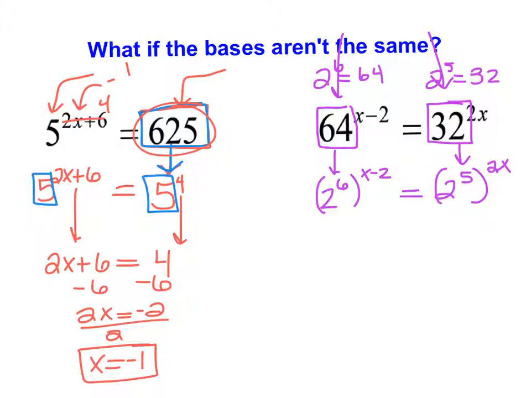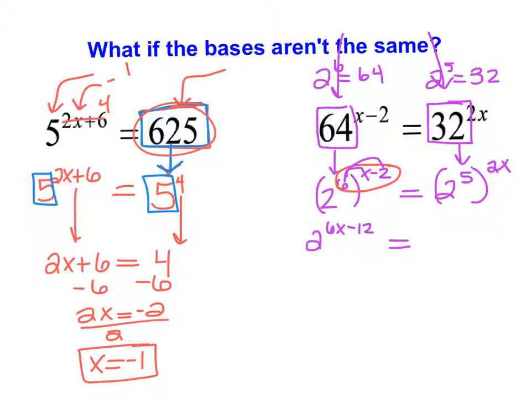So now that they both have the same base, I have to think through how I'm going to multiply these two exponents together. And remember, this is the powers to powers rule. So this is really 2 raised to the power of 6, and then that being multiplied in its entirety by x minus 2. So really I can rewrite this as 2 to the power of 6 times x and 6 times negative 2, which would be 6x minus 12.